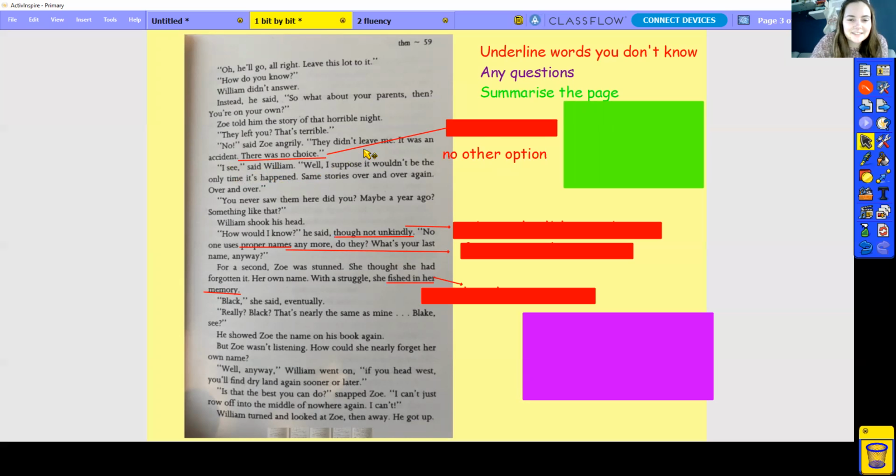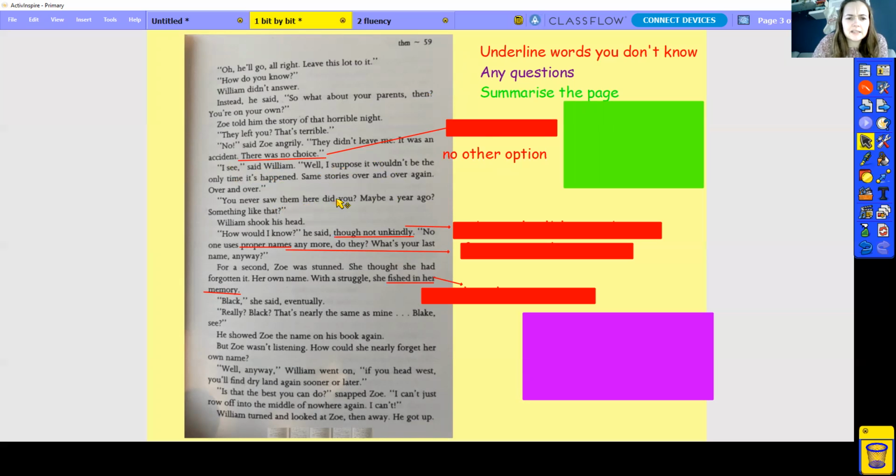"Okay, I see," said William. "Well, I suppose it wouldn't be the only time it happened. Same stories over and over again, over and over." So William's saying there that this is not the first time he's heard that sort of story, about a parent leaving their child or abandoning their child. He says that these stories happen over and over. He's heard them loads of times.